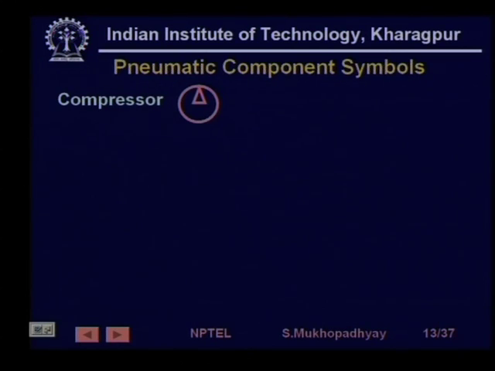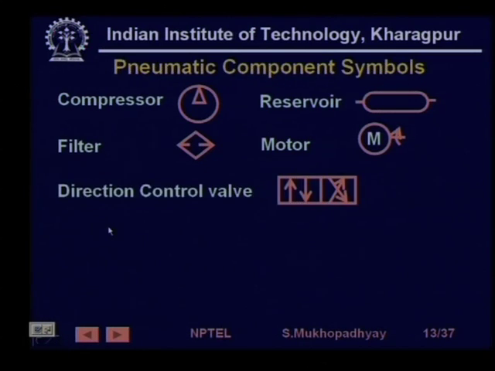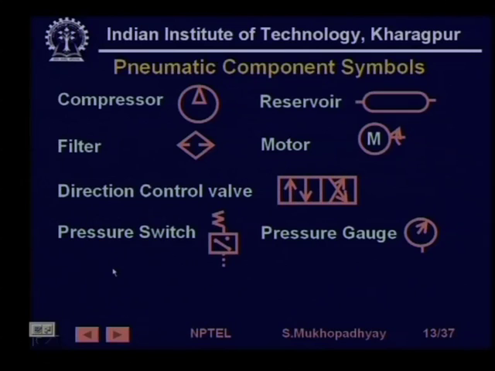Seam balls are very similar to the ones we used in hydraulics. So, compressor is like this, only note that the triangle is hollow. In the case of hydraulics, the triangle was solid because it was oil. Then you have reservoir, you have filter, motor, hydraulic motor, the same as electric motor, or rather this is pneumatic motor. Then direction control valve, pressure switch, and pressure gauge.